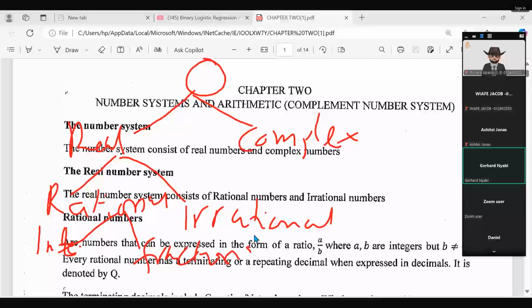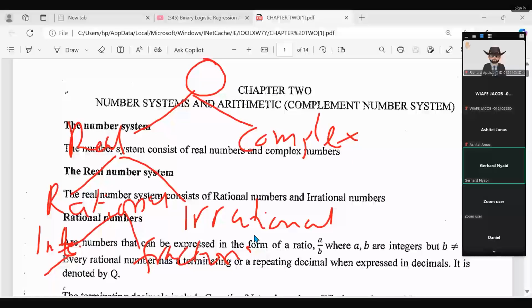And the fractions could be terminating fractions or recurring fractions. So that is rational numbers. Then under the integers, you have negative counting numbers and positive numbers, of which we can get prime numbers, odd numbers, and even numbers as well.